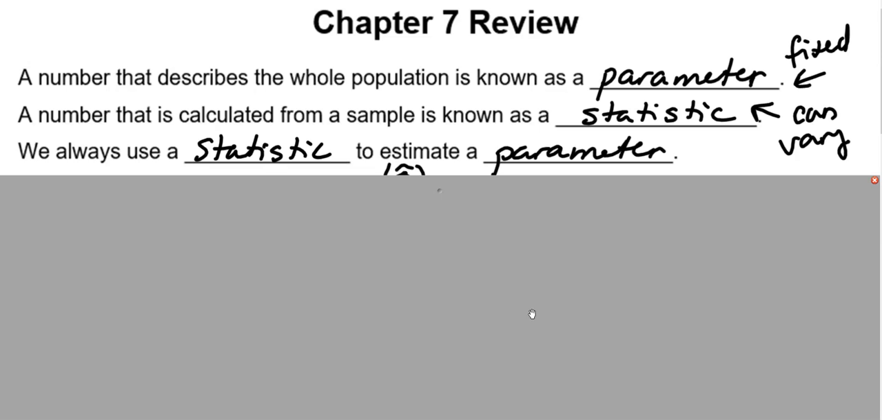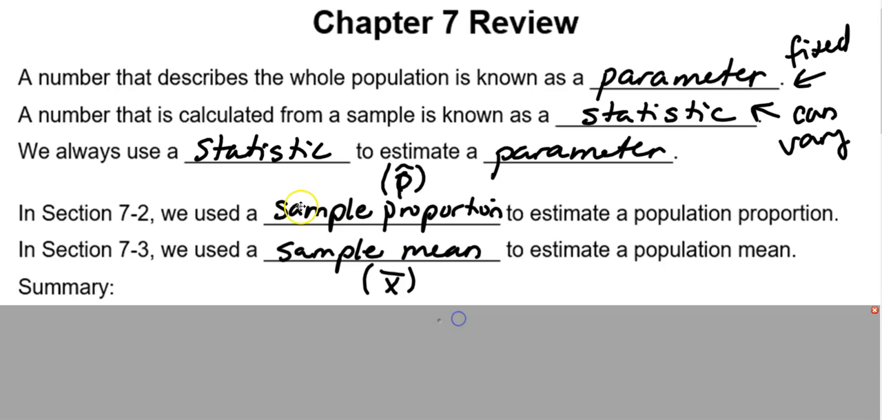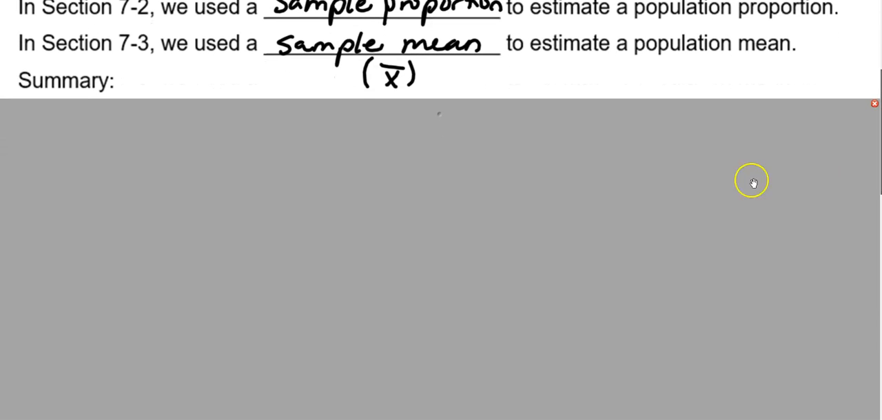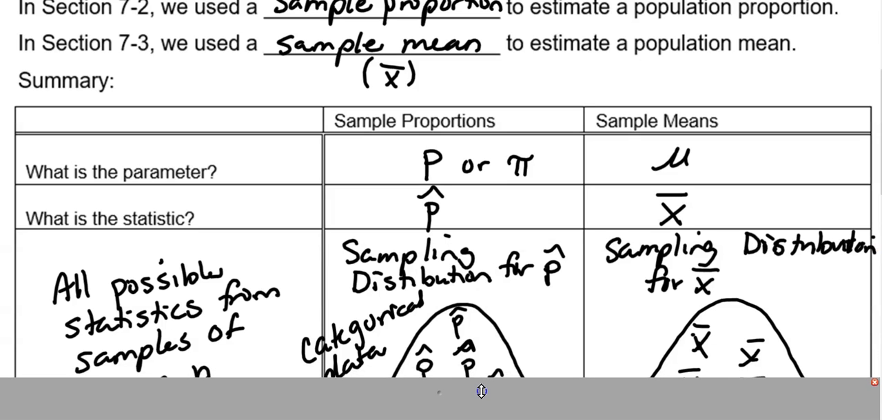Now, depending on what particular sample you get when you randomly sample from a population, the statistics can vary. You could get different sample means, different sample proportions based on different samples. We always use a statistic to estimate a parameter. The two we've looked at: in section 7.2 we used a sample proportion to estimate a population proportion, and in 7.3 we used a sample mean to estimate a population mean. So let's look at the sampling distributions for each of those: the sampling distribution for sample means and the sampling distribution for sample proportions.